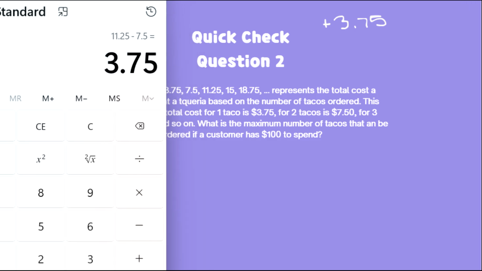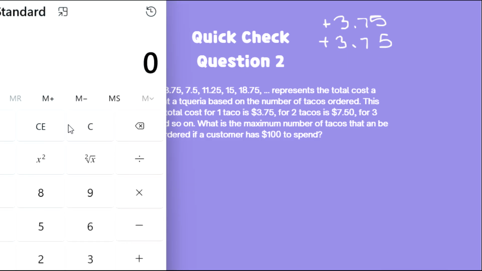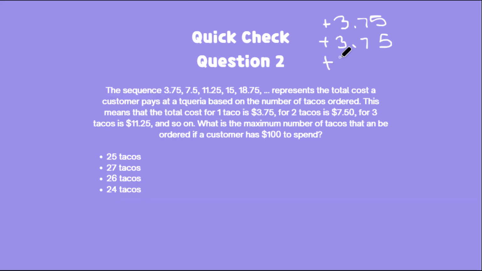7.5. That's also 3.75, so there's another add. We're looking for a pattern here. Let's go 15 minus 11.25. That's also 3.75, so there's our pattern, okay? We're dealing with an arithmetic sequence where your difference is 3.75, okay?